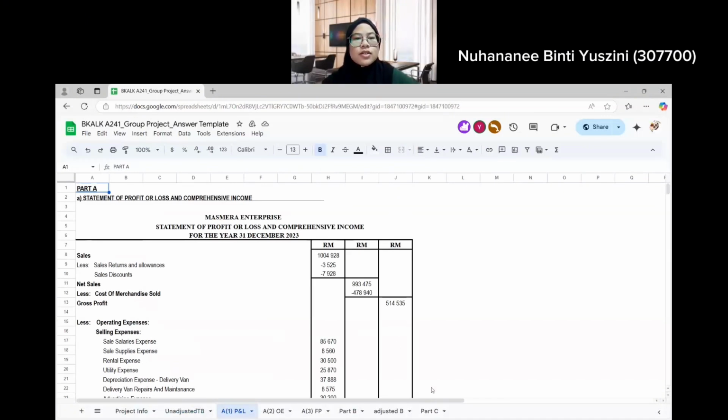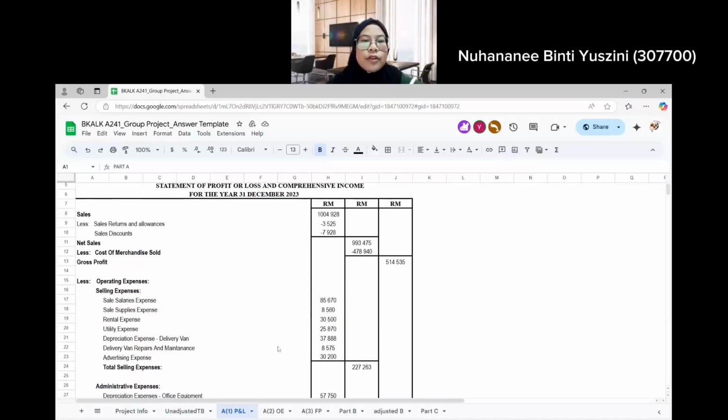For the format of the statement of profit or loss and comprehensive income, we need to write the company name, the name of the statement, and the year and date. That is compulsory for every format. Next we move on to sales. As I said just now, sales is in the sales compartment, and we need to deduct sales returns and allowance and also sales discount, because these two accounts make our sales lesser.